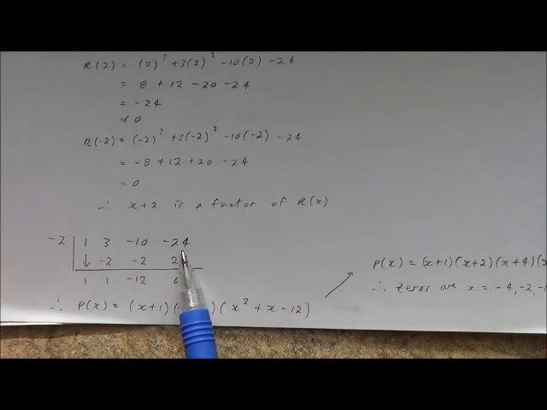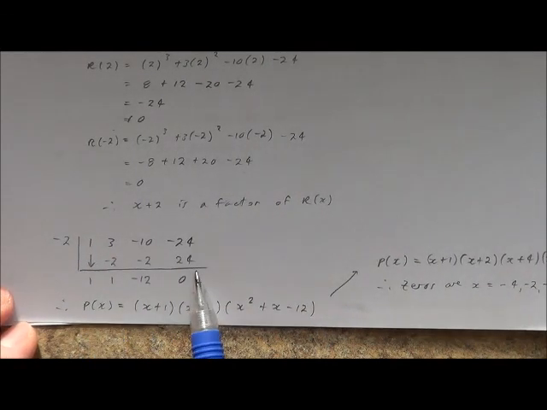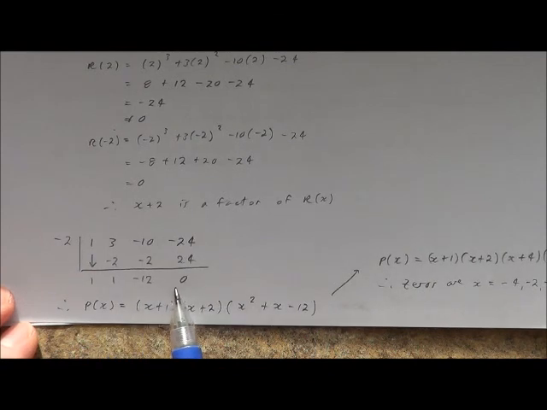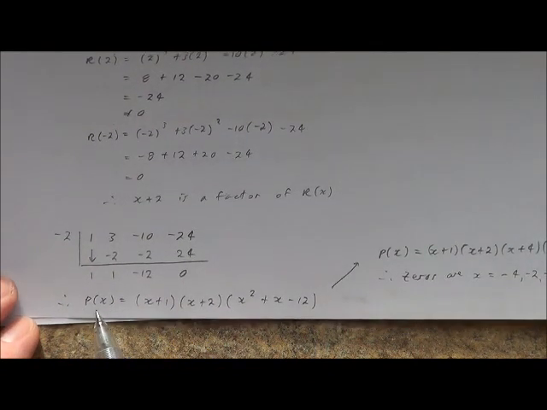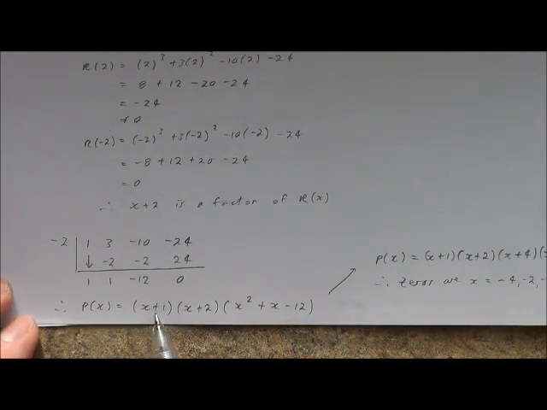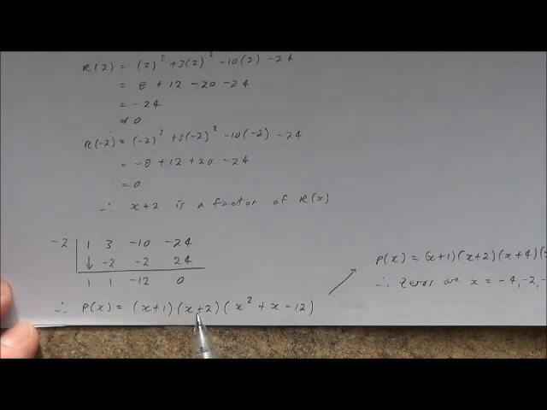With our synthetic division, we plug in the coefficients, and then we just work through that, and we get 1, 1, negative 12, and 0, which is good. Therefore, p of x, the original polynomial, is x plus 1, which is the original factor that we found earlier, times x plus 2, which is the factor we just found now, times x squared plus x minus 12, which comes from the quotient of this synthetic division.